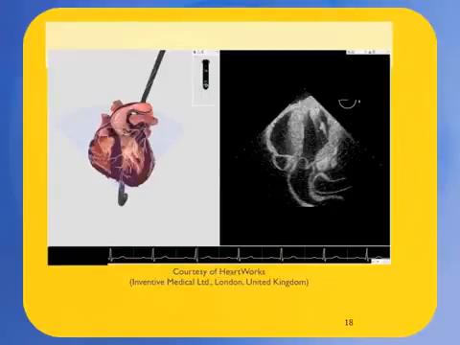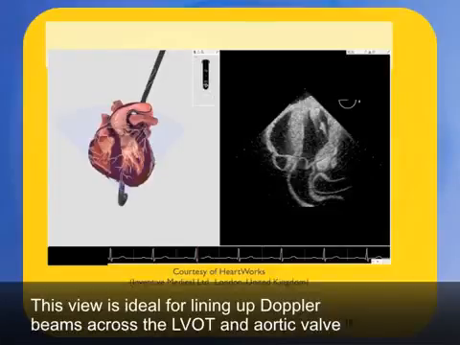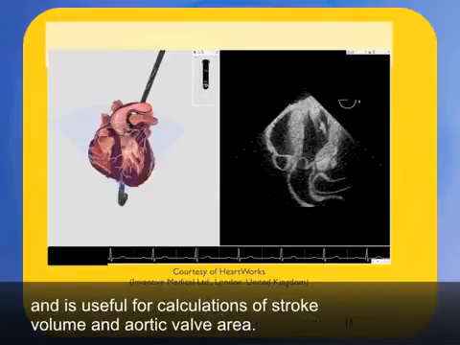Reducing the depth of imaging can aid in obtaining better resolution and improving measurements. The pulse wave through the LVOT is obtained in the deep transgastric or transgastric long axis views. Here, the deep transgastric view is demonstrated. It is obtained by advancing the probe into the stomach and antiflexing gently until the apex is seen at the top of the screen, closest to the probe, and the LVOT and aortic valve are seen at the bottom of the screen. It represents an inversion of the usual way the heart appears in the mid-esophageal views. This view is ideal for lining up Doppler beams across the LVOT and aortic valve and is useful for calculations of stroke volume and aortic valve area.